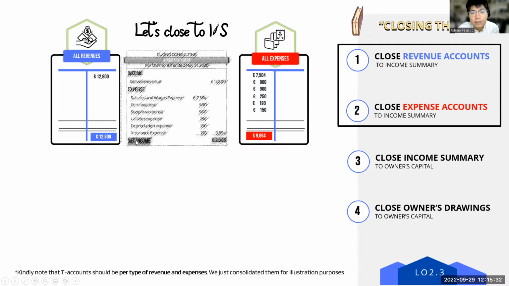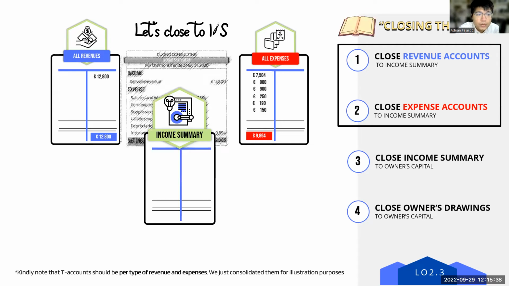And then the remaining portion, we reflect in our income summary. And therefore, we introduce our third account, which would be the income summary, wherein all the closing will happen for our revenues and our expense accounts. So now, let's proceed to step 1.